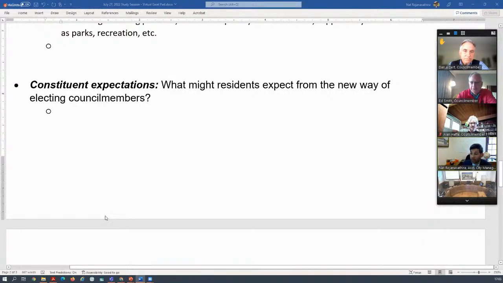Councilmember Hoff, I believe, mentioned the reality. The question is, from a constituent expectation standpoint, what might residents expect in the new way of electing council members? Obviously, they may turn to their district, the person they may have elected first, and that's understood. But anything else to add on that one? I know we have a couple more questions.